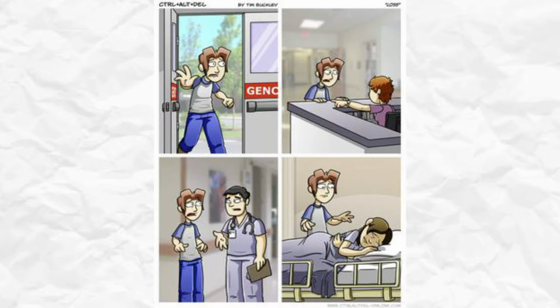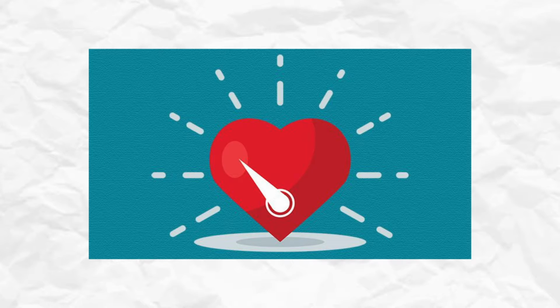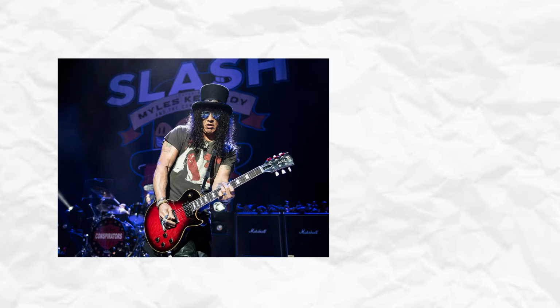Number 2. Blood loss. Similar to dehydration, blood loss can cause a severe drop in blood pressure. For example, if you get slashed in the stomach, you will obviously bleed.